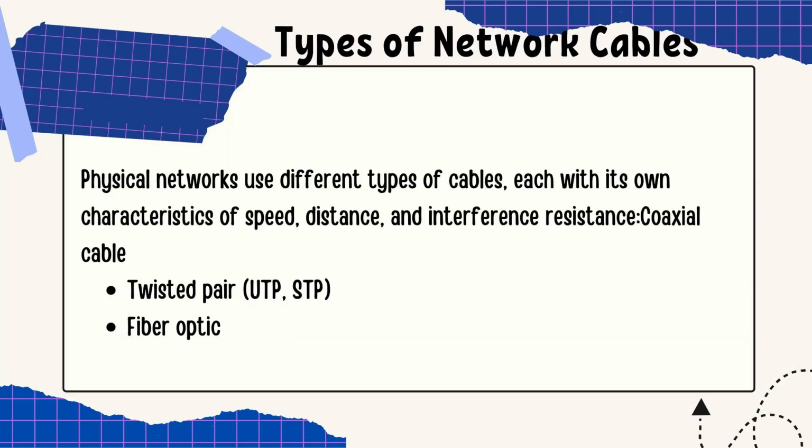Physical networks rely on various types of cables. Coaxial cables are used in cable TV and some Ethernet networks. Twisted pair cables, both shielded and unshielded, are common in office Ethernet networks. Fiber optic cables use light for data transmission and are the fastest option, capable of covering very long distances.